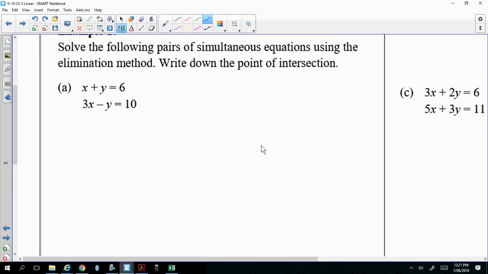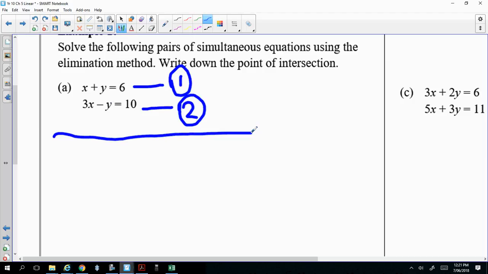Okay, so elimination works like this. You do not substitute. You have to add or subtract the equations. In this case, we're going to add the 2 equations because this is plus y, this is negative y. So when they're opposite, we plus them together. And when we plus them, they end up cancelling. So I write 1 plus 2. So I'm going to add x and 3x.